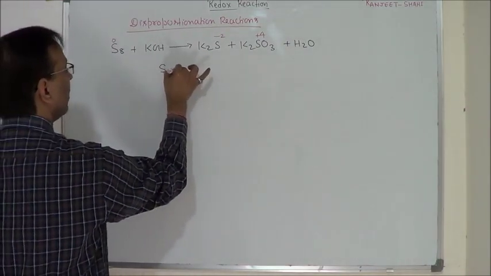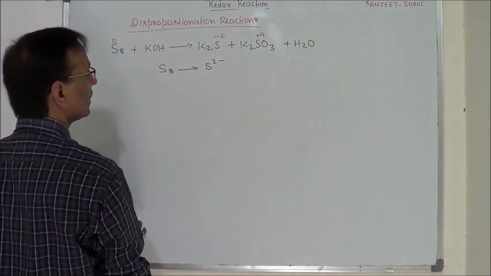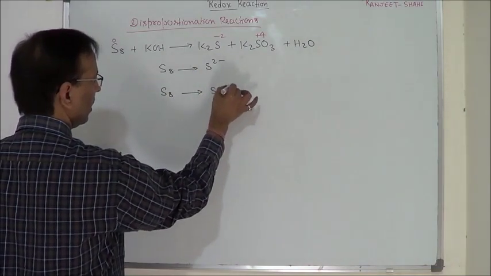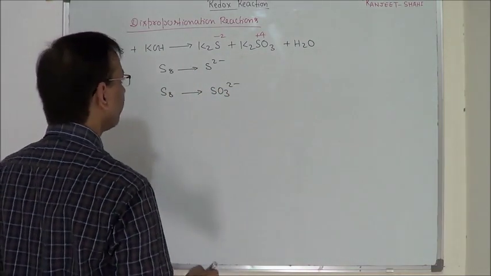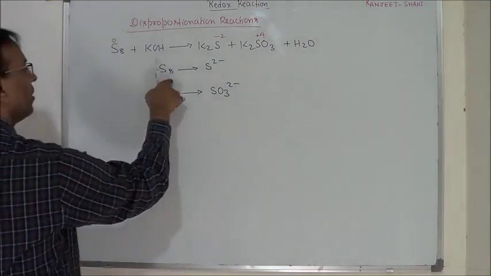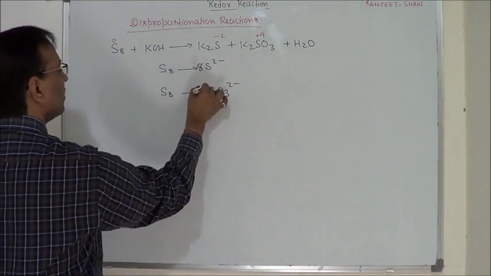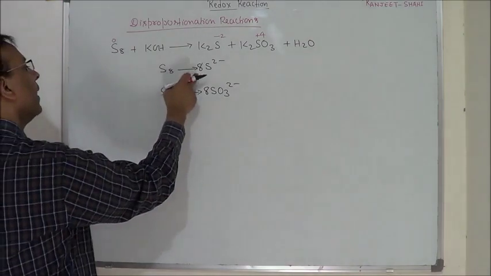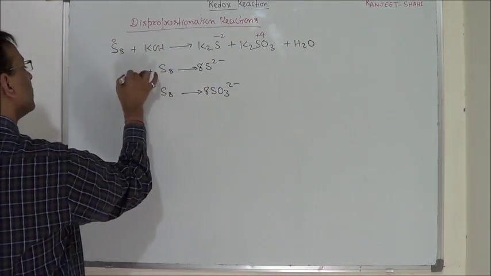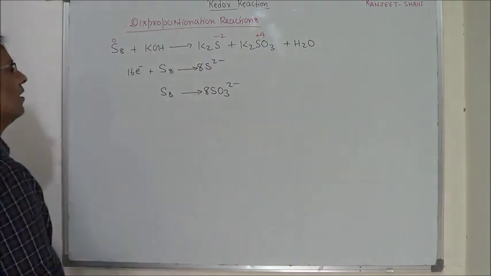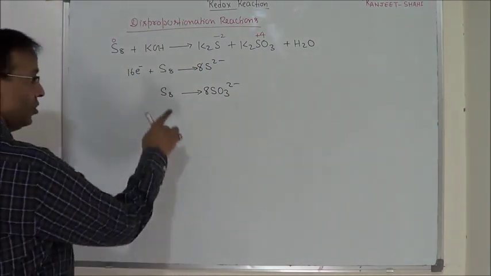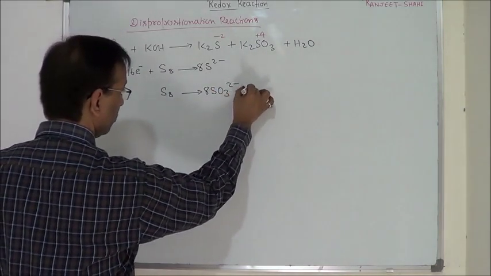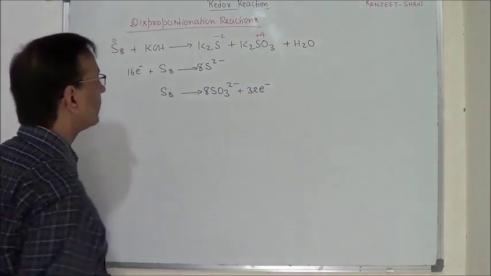We write the half reactions, S8 giving S2 minus, S8 giving SO3 2 minus. Balance the element other than hydrogen and oxygen: 8 sulfur, so 8. Change in oxidation number, 0 to -16, so 16 electrons on the left side, it is reduction. 0 to 8 into +4, 32, so 32 electrons on the right side.